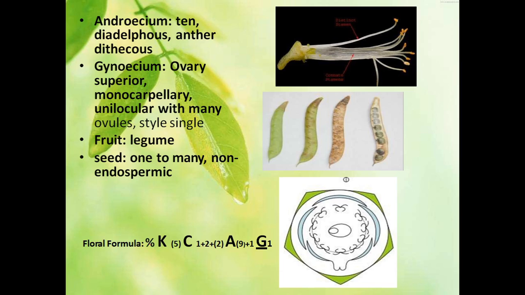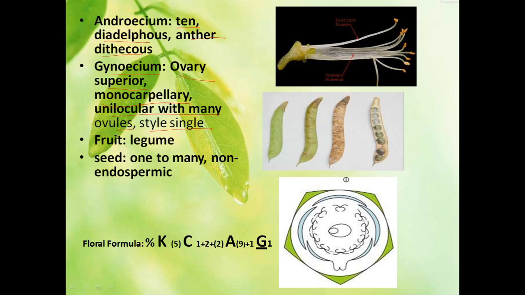In the androecium part, there are 10 stamens, diadelphous. The stamens are 10 in number. They are diadelphous. Anthers are dithecous. Gynoecium: as it is bisexual, both androecium and gynoecium are present in the flower. In the gynoecium, the ovary is superior. We find a superior ovary, monocarpellary, unilocular with many ovules, and the style is single.